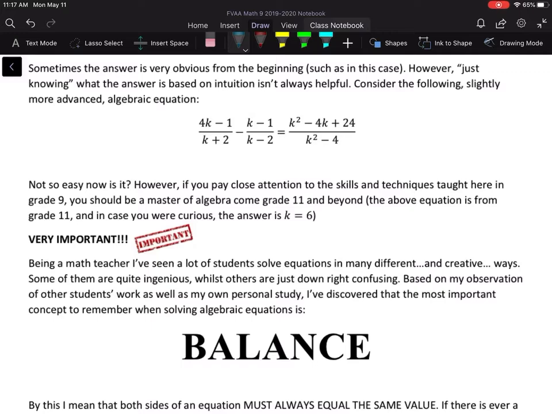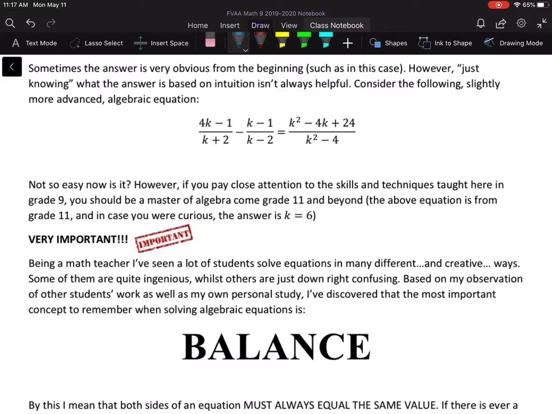Consider the following slightly more advanced algebraic equation. All right, what is the value for k here? Are you able to determine the value of k just by looking at this equation? Probably not, right? So it's not so easy now, is it?